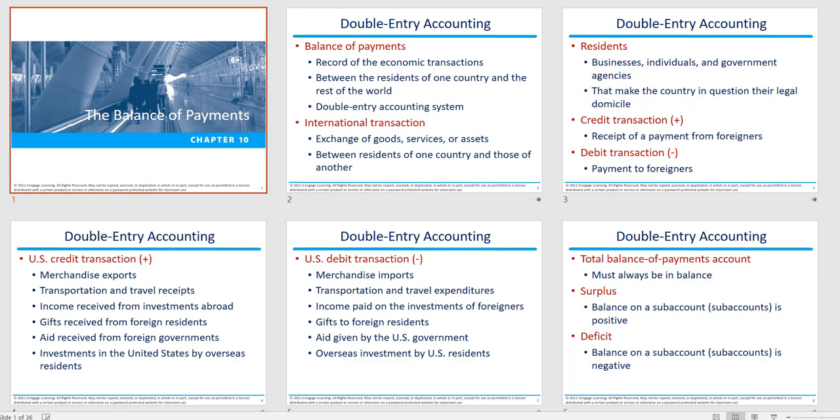The balance of payments account must always be in balance. The credits must equate the debits. There is a surplus when the credits outweigh the debits. The balance of payments shows a surplus when we, for example, sell more to foreigners than the amount we buy from foreigners, and a deficit when the opposite occurs, when we buy more from foreigners than we sell to foreigners.